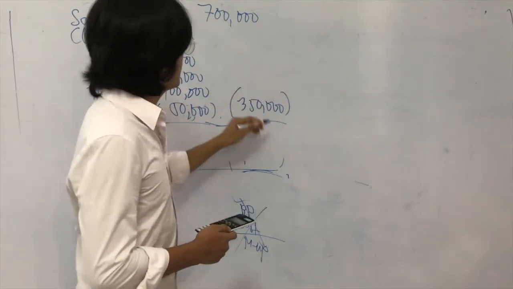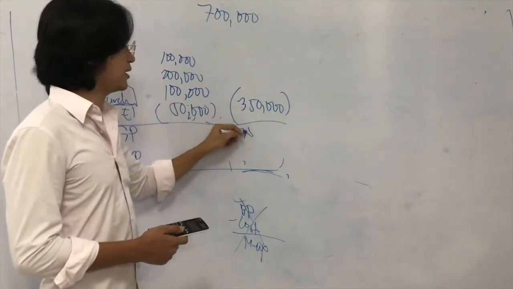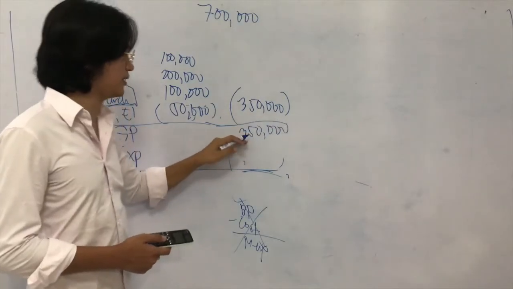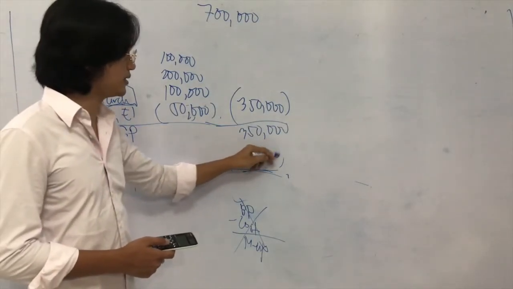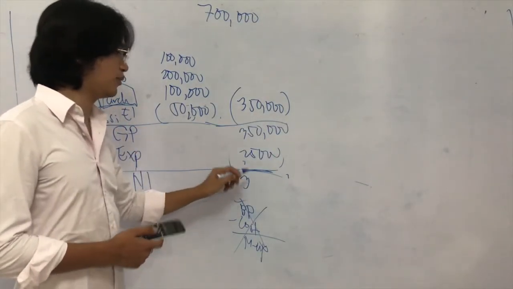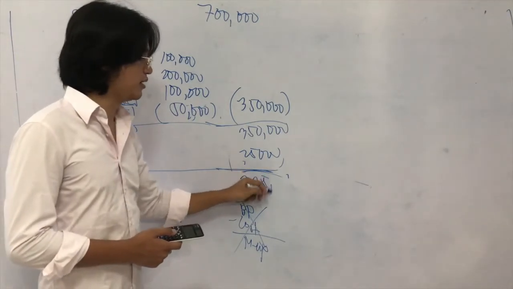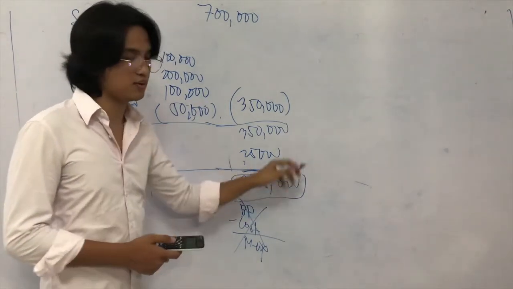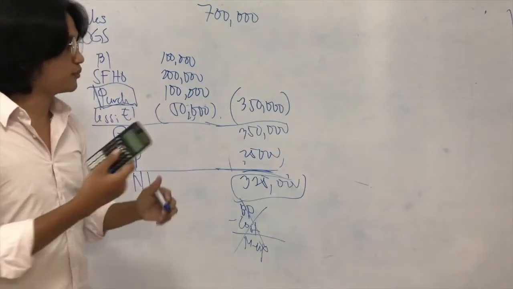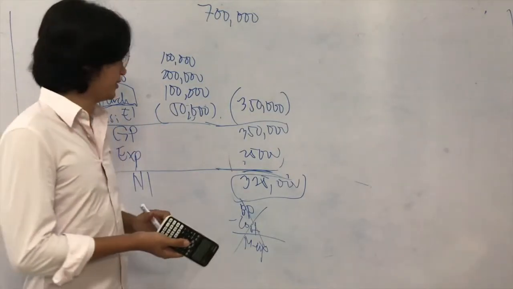I'm sorry. So 700 minus 350, we get our gross profit 350, less 25,000. We have the true net income of 325,000, which is the same as using method number 1. So it's up to you which method you're comfortable with.